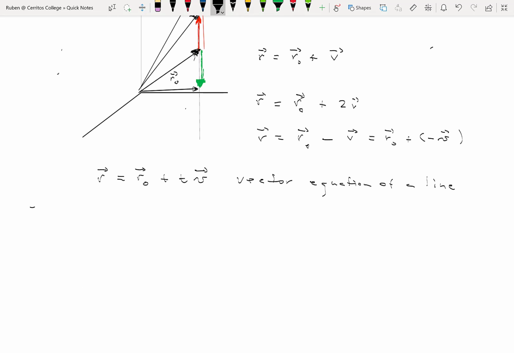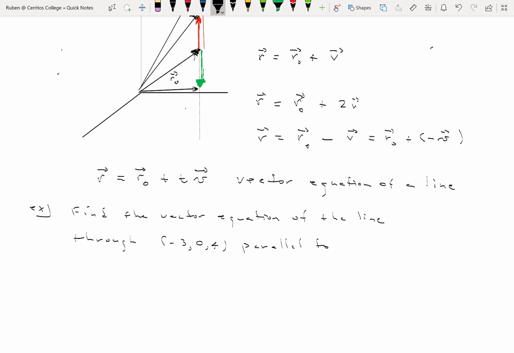So let's take a look at a specific example. For example, I want to find the vector equation of the line that passes through the point -3, 0, 4, parallel to the vector v, the vector whose components are -1, 3, and 2.